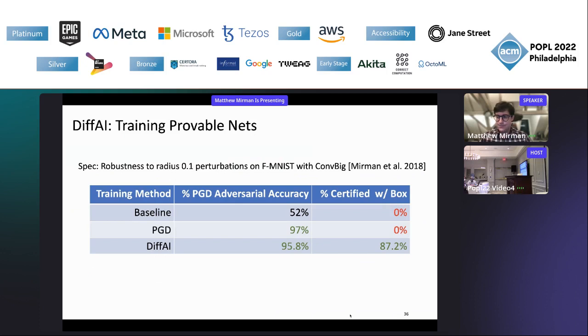One more question about this slide. Is this the percentage of images that are certifiable, 87.2, from the test-train split? So is that just the test percentage? That is from the test set. Okay.